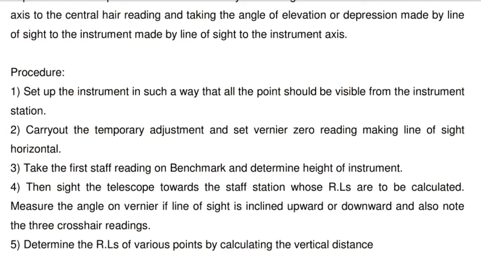4. Then sight the telescope towards the staff station whose reduced level is to be calculated. Measure the angle on the vernier if the line of sight is inclined upward or downward, and also note the 3 crosshair readings. 5. Determine the reduced level of various points by calculating the vertical distance.